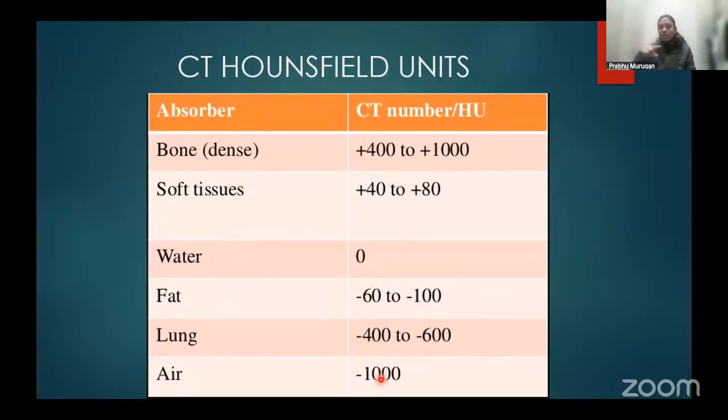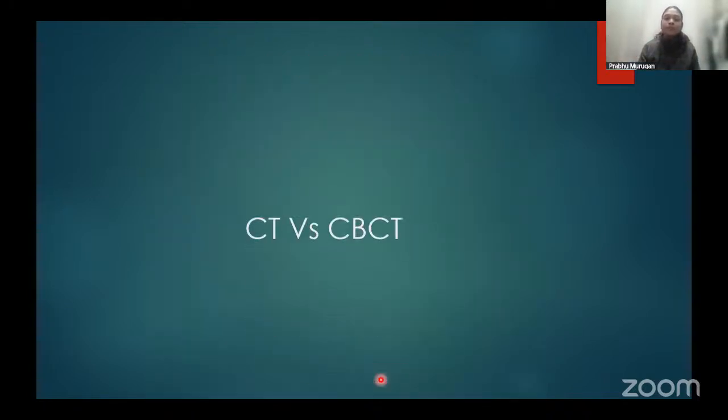I know you know the numerical values, right? So fat is minus 60 to minus 100. For lung it is minus 400 to minus 600. For air it is minus 1000. At least remember bone, water, air. Water is in between, bone plus 1000, air minus 1000. This is CT Hounsfield units.